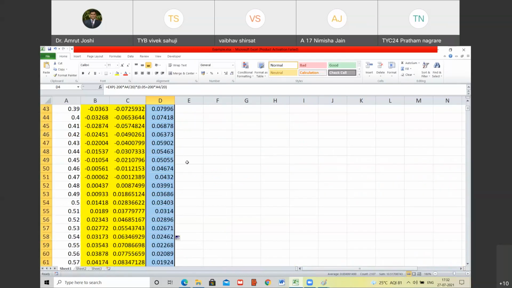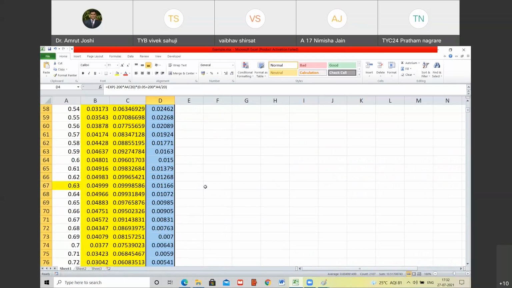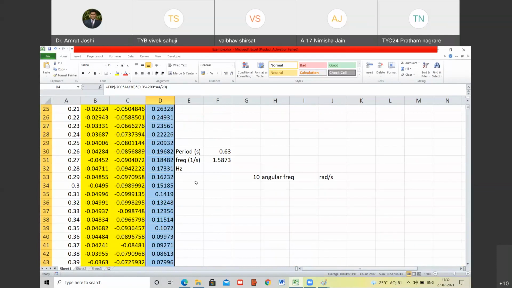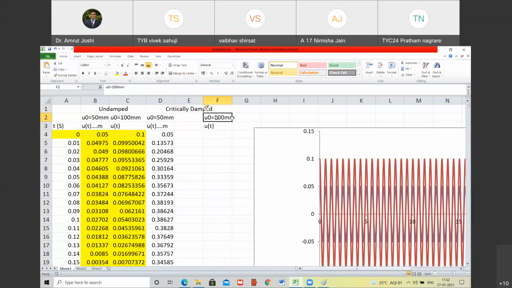The same formula has been dragged down. And what is going to be the change in the next? Here I will simply copy the same formula. The same formula will be copied. The only change will be that instead of 50 mm, you are going to have 100 mm as the initial displacement. So that I am going to write down.